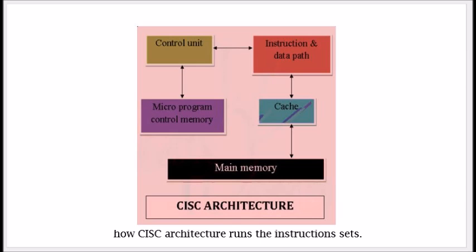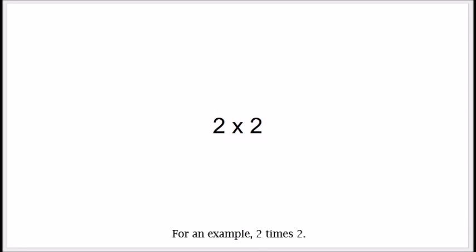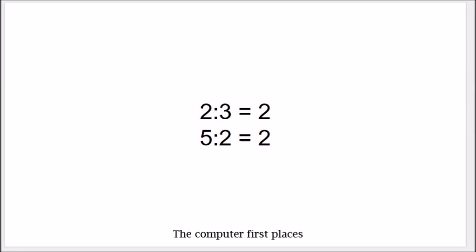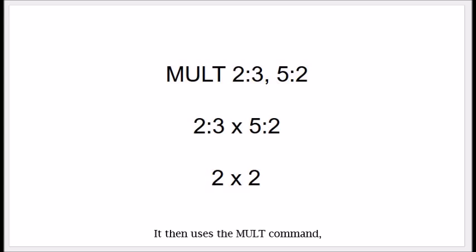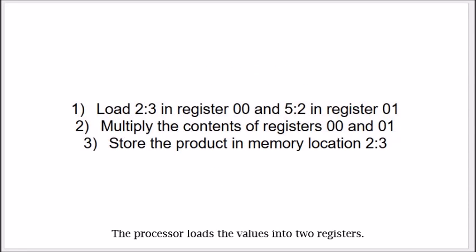I will show you how CISC architecture runs the instruction sets. For example, 2 times 2. The computer first places the two values in two different memory locations. It then uses the mult command to multiply the values in the two memory locations together. The processor loads the values into two registers. It then multiplies the contents of the two registers and, upon completion, stores the result in the first register.